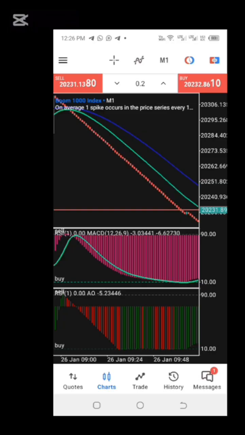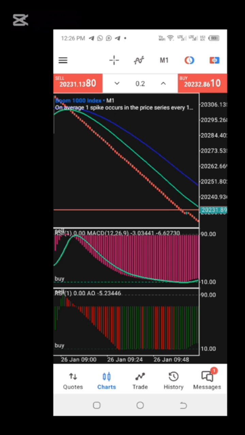So I'm going to show you how we are going to use this strategy. As you can see on my main chart, I have two lines which are the moving average, and on indicators window 1 I have the MACD, which is the pink histogram that you are seeing, as well as the RSI. Then on indicators window 2 I also have the awesome oscillator and the RSI. So these are the indicators that we are going to use to scalp in Boom and Crash.